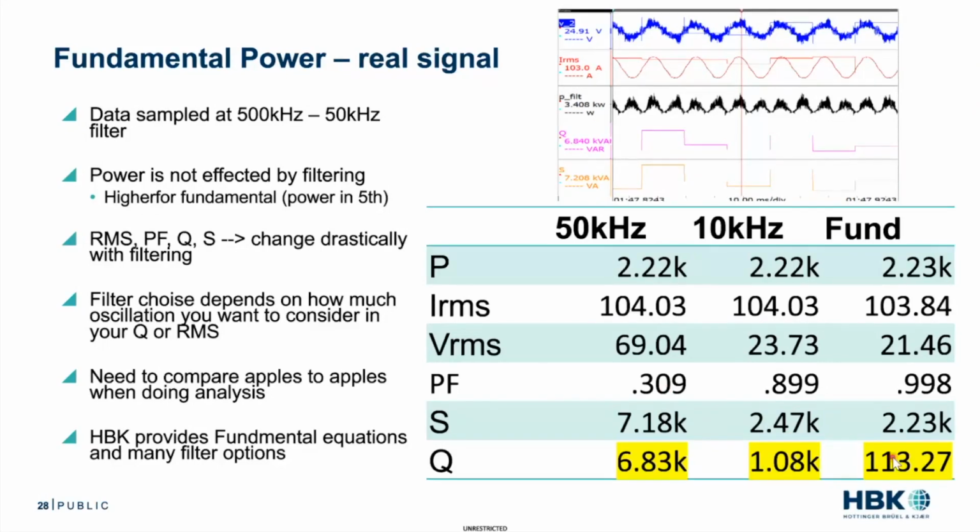We need to know how much harmonic we want in the reactive power. 6.3 kilovar versus 113 volts amp reactive. Again, I say a lot of this to know that you need to know what filter you're choosing when you talk about RMS or when you talk about reactive power. Because for real power, we need to have those harmonics of the fundamental. For reactive power, we need to know what we're talking about. And we need to compare apples to apples when we're talking with teams that are doing modeling, when we're talking about teams that are making measurements.